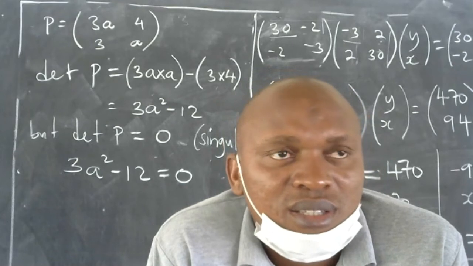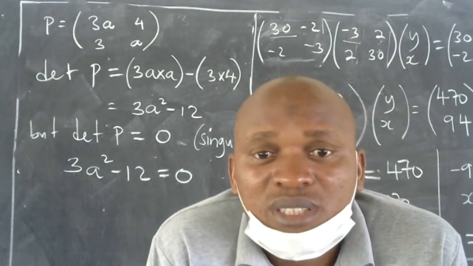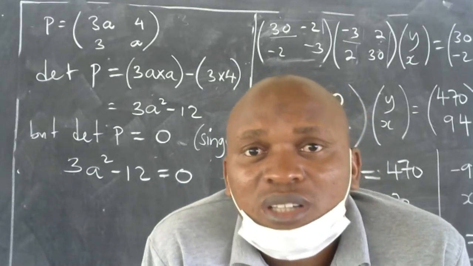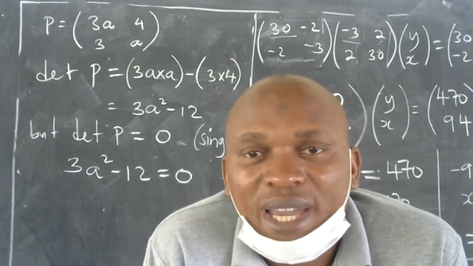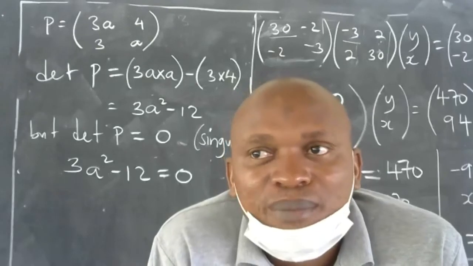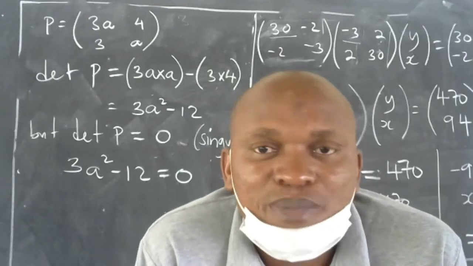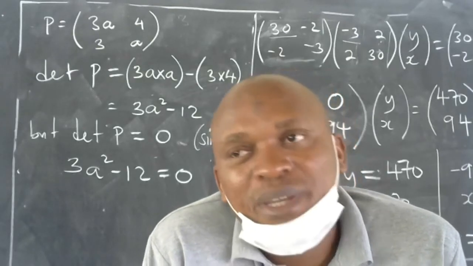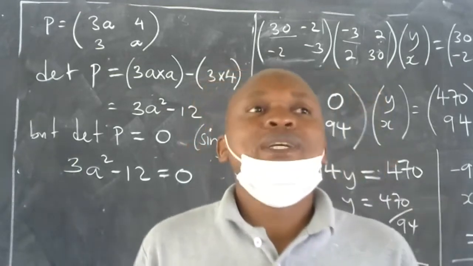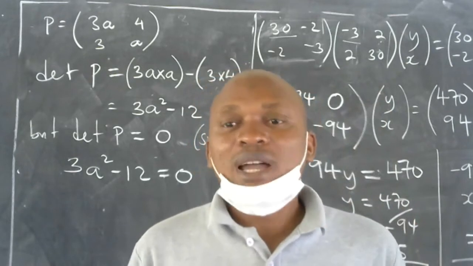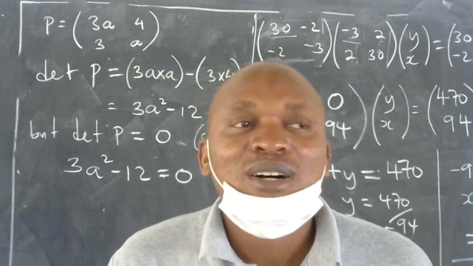2 answers, because it's a quadratic. Remember the quadratic equations? Quadratic equations give us 2. p squared, x squared. Every time you find a square, we expect 2 answers. Maybe if they are repeated roots, they are repeated answers, but a square means 2 answers. So where is your other answer?